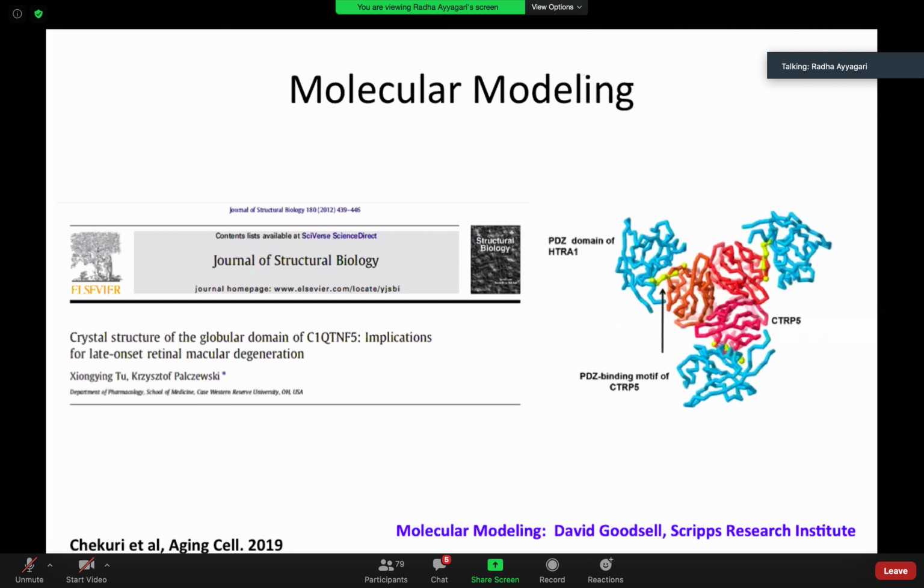As you know, Chris published an elegant paper in 2012 on the crystal structure of the globular domain of CTRP5, C1q TNF5. Based on his studies and additional information, we approached David Goodsell at Scripps Institute, down the road from UCSD, and he generated a model for the interaction between CTRP5 and HTRA1. CTRP5 has a PDZ binding domain, and HTRA1 has a PDZ domain. The hypothesis is that they interact through this PDZ domain.